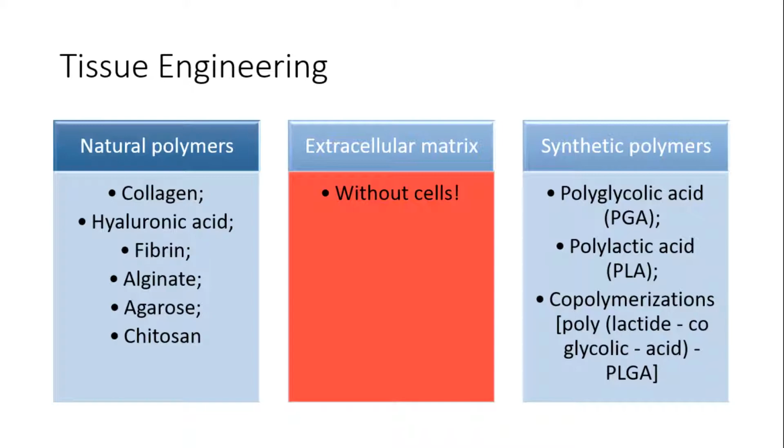Tissue engineering uses three classes of biomaterials: natural polymers, such as collagen, hyaluronic acid, fibrin, alginate, agarose, and chitosan, extracellular matrix without cells, and synthetic polymers, such as polyglycolic acid, polylactic acid, and their copolymerizations.